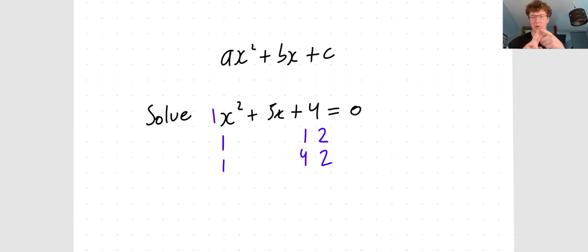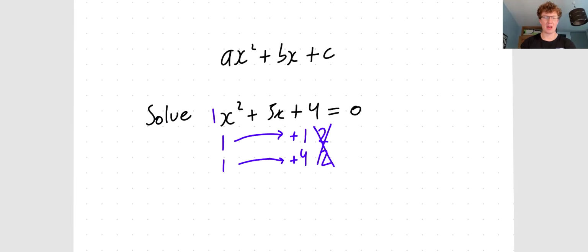Now, step 2, we need to find a combination that will add to 5x. So we're going to multiply these across. 1 times 1 is just 1x, and then 1 times 4 is going to be 4x. And if we have a plus 1 and a plus 4, we're going to get the 5x we need. So we don't even need to consider these two.